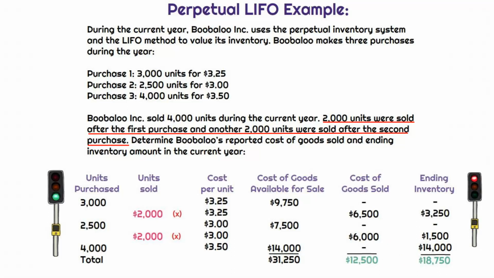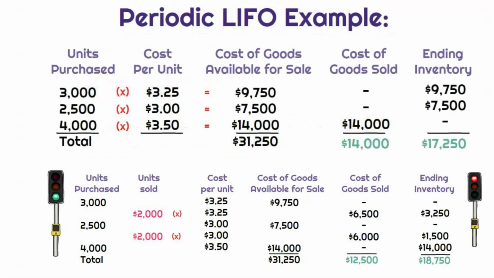We could take our total cost of goods available for sale, back out our cost of goods sold, and this should all check out. But at the end of the day, although these numbers are similar to what we calculated under periodic LIFO, they are different. So we need to apply this perpetual system for determining cost of goods sold and ending inventory if we get a perpetual LIFO example.